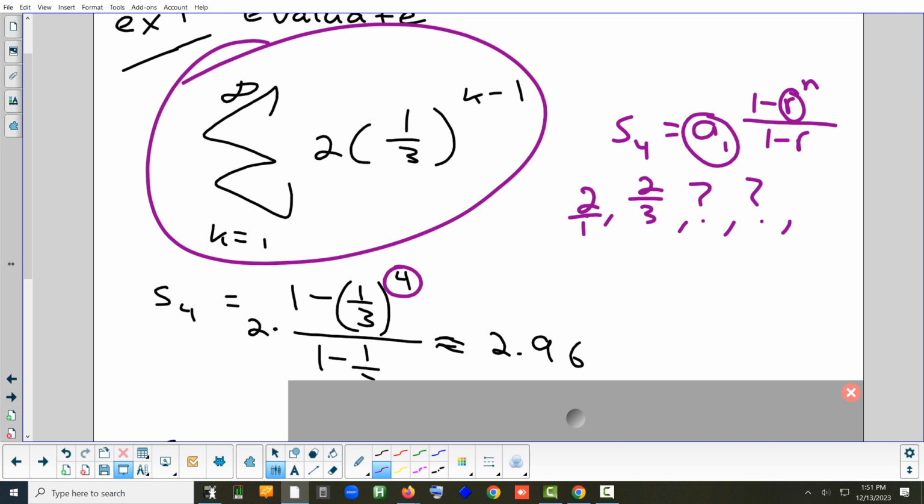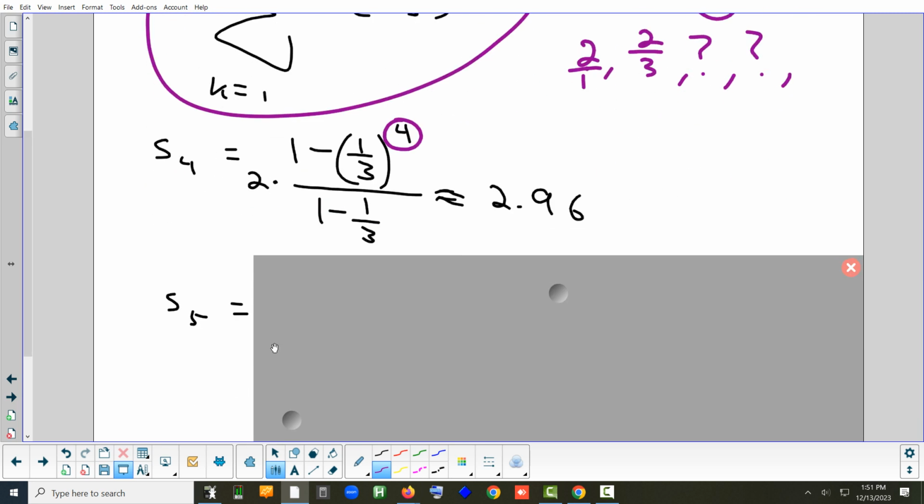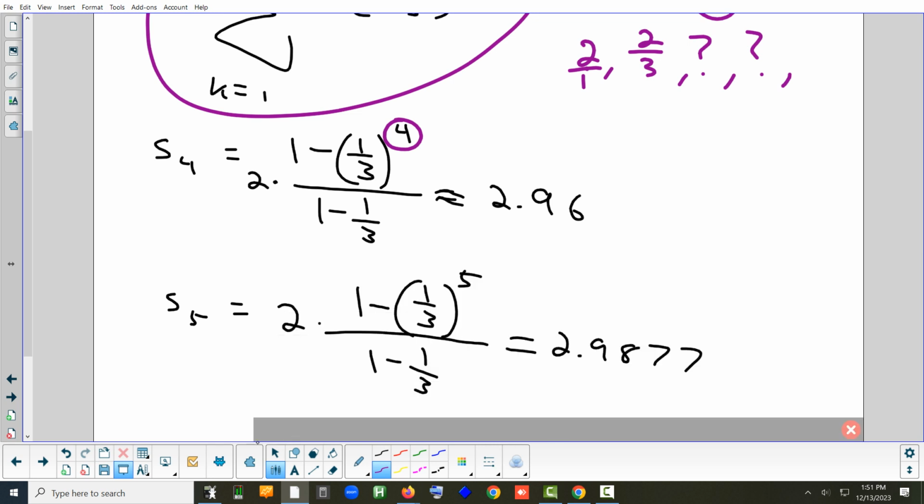2.96. Let's add up the first 5. So now we're going to add one more. There's only one thing in the formula that would change. Anyone know what the one thing is? Yeah, Kim? It's going to change from the 4 to the 5. Yeah, changes from a 4 to a 5.